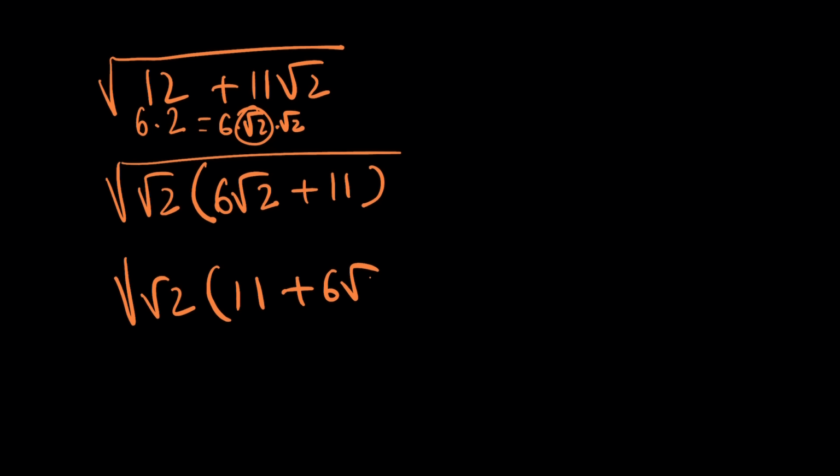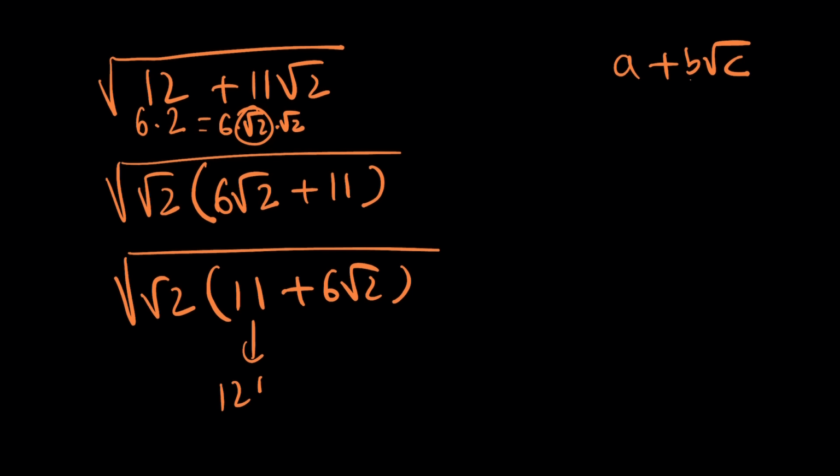And the reason why I want to write it that way is I always want my radicals to look like this, a plus b root c, where a, b, and c are all positive integers, but c is square free. Make sense? Okay, now, what do we do? We check the difference of squares again. Square this number, 121, square this number, 36 times 2, which is 72. We look at the difference and we get 49.